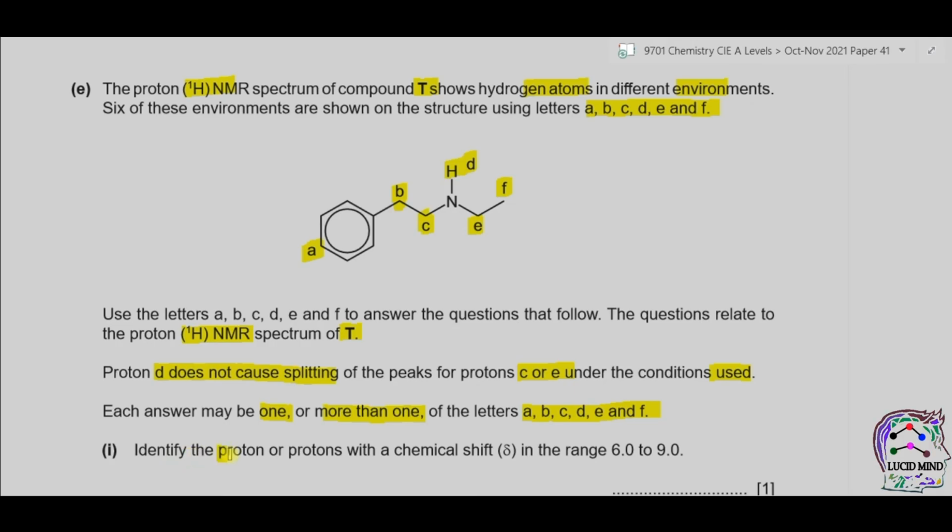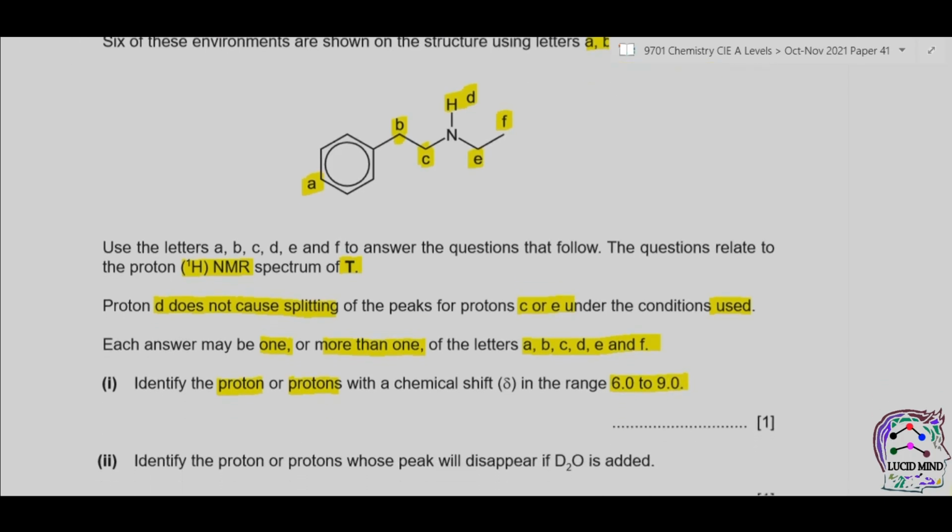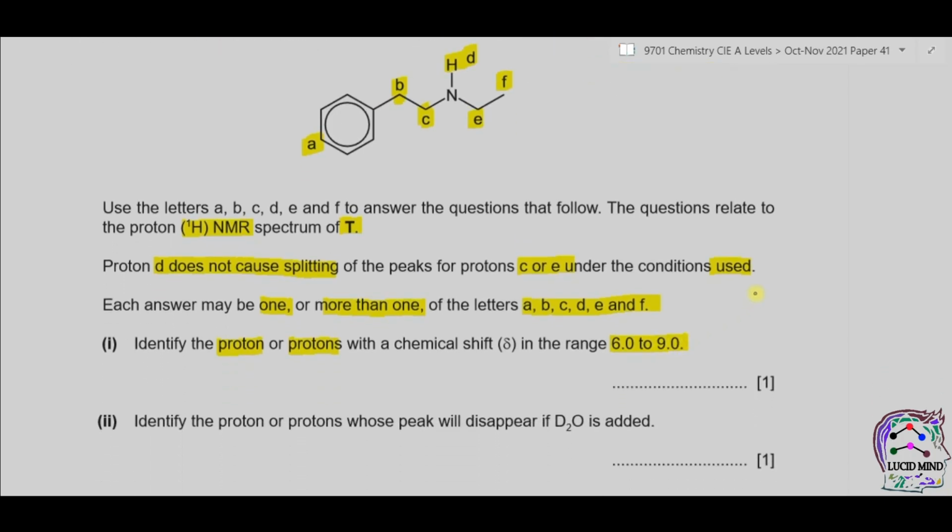Part 1. Identify the proton or protons with a chemical shift in the range of 6 to 9. From the data booklet under NMR, proton NMR values, you can see that H attached to the benzene or arene gives values 6.0 to 9.0. So this is the hydrogen atom directly attached to the benzene ring, and the only hydrogen atom that is attached directly to the benzene ring is A. So we can write A.